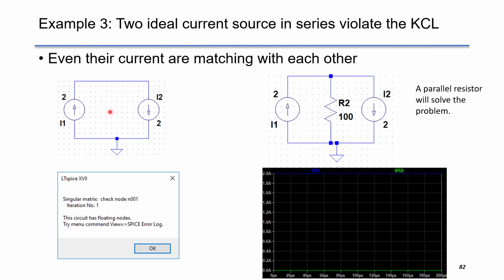In this example, we put two current sources together in series. LTspice will give you the error message as shown here. To solve this problem, we can put a parallel resistor with I1 and I2, the current sources. So we can run the simulation in this case.